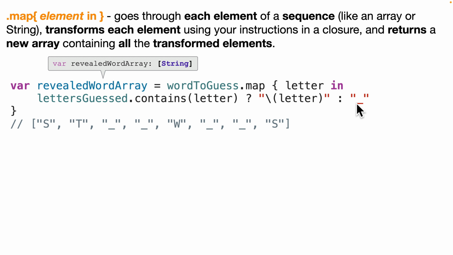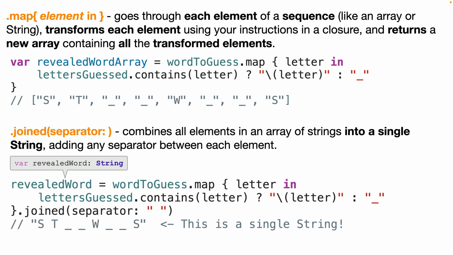Now .map produces an array, and that's not what we want. We want a single string that contains each element of the array, the letter or the underscore, with spaces in between the letters or underscores. But we learned a function earlier that we can use for that. .joined. That joins elements of an array into a single string, and .joined has an option where we can pass in a separator, which is a string to put in between the elements of the array when it creates a string. So since .joined gives us a string, we can assign the result of this to our revealed word string. We don't need to use revealed word array anymore.